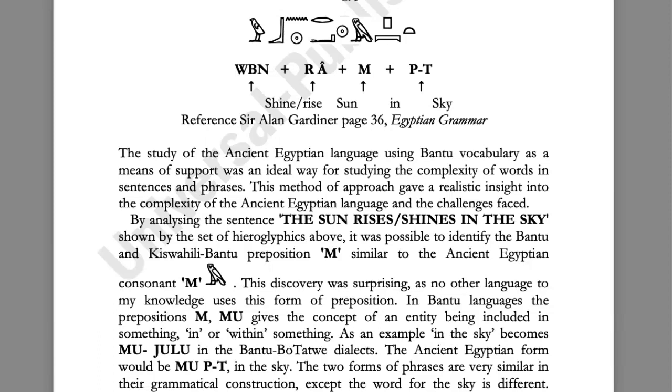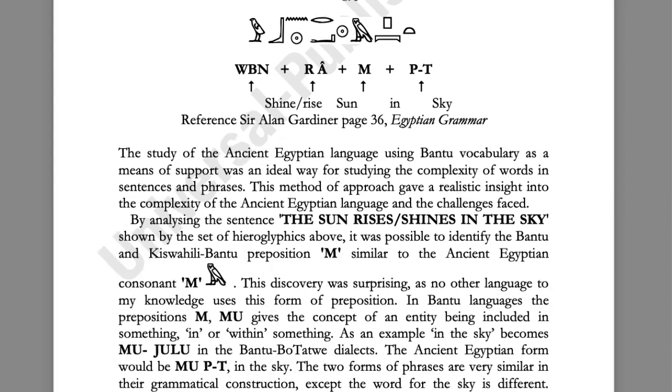The one in Julu, Zulu, Iguru, Zulu. I'm just taking what they have and connecting with what we have on the land, Banabeta. In the Bantu Botawe dialects, the ancient Egyptian form would be mu-ta, in the sky. The two forms of phrases are similar in their grammatical construction, except the word for the sky is different.